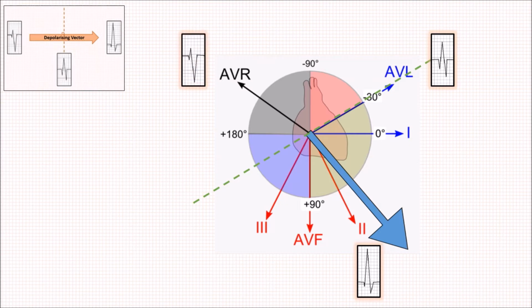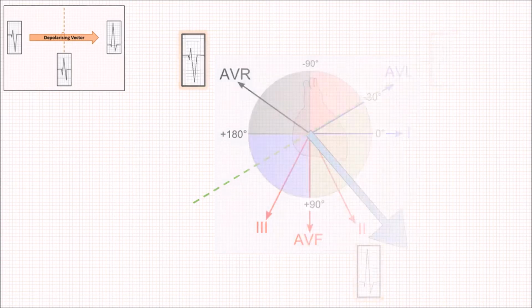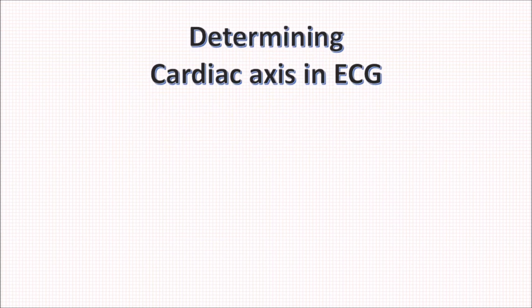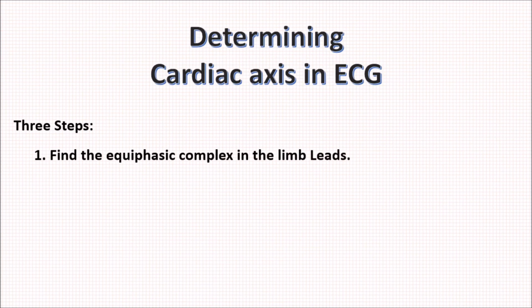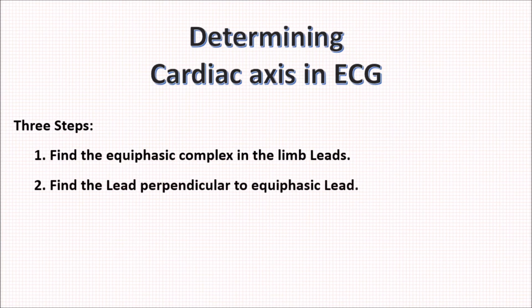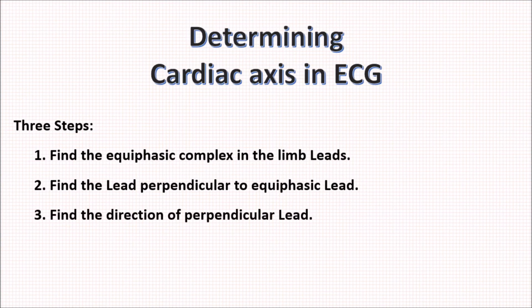After understanding this concept, let's move to the actual method of determining cardiac axis. The first method is lengthy but accurate for determining the axis of the heart. It contains 3 steps. The first step is to find the equiphasic complex in the limb leads. The second step is to find the lead perpendicular to the equiphasic complex. And the third step is to find out the direction of the perpendicular lead.